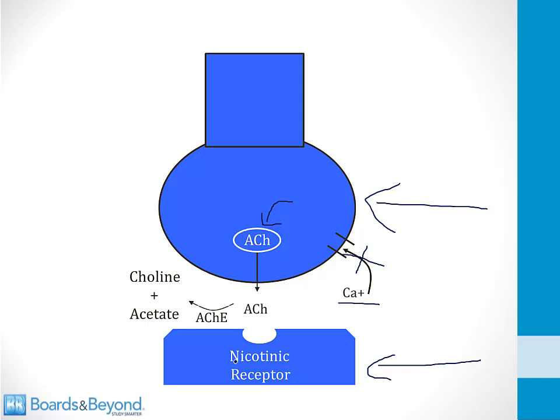In that disorder, there are antibodies blocking nicotinic receptors found on the other side of the synapse. This is an important distinction. It's a basic feature of the two disorders they'd like you to know for Step 1.